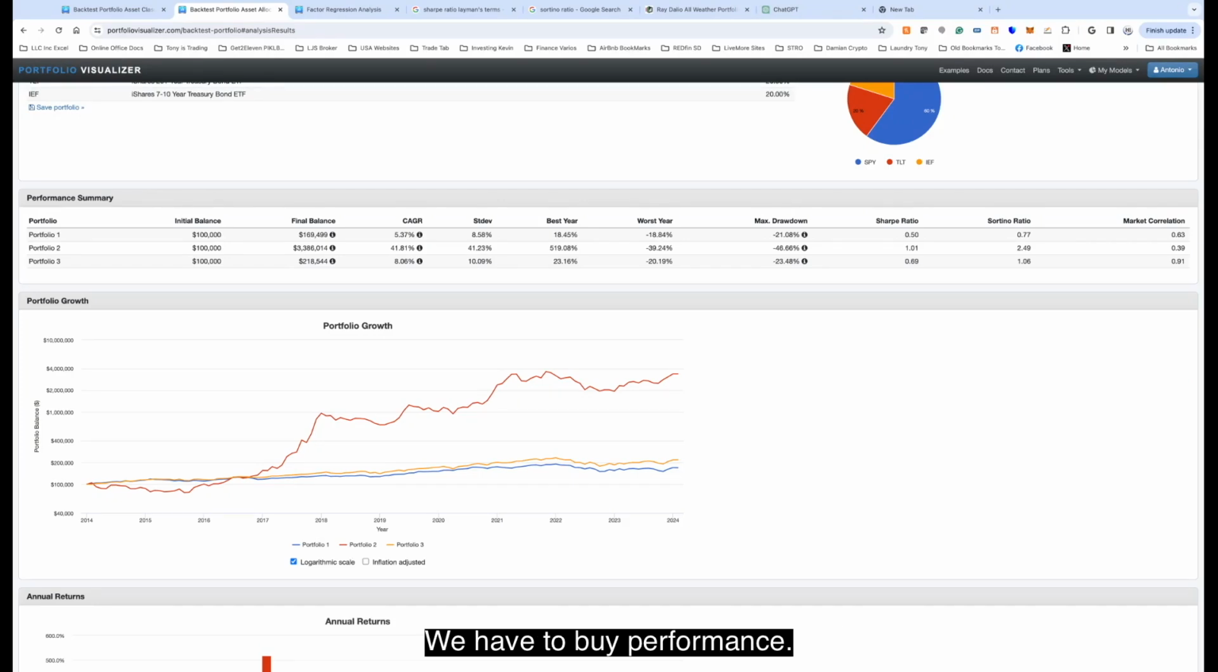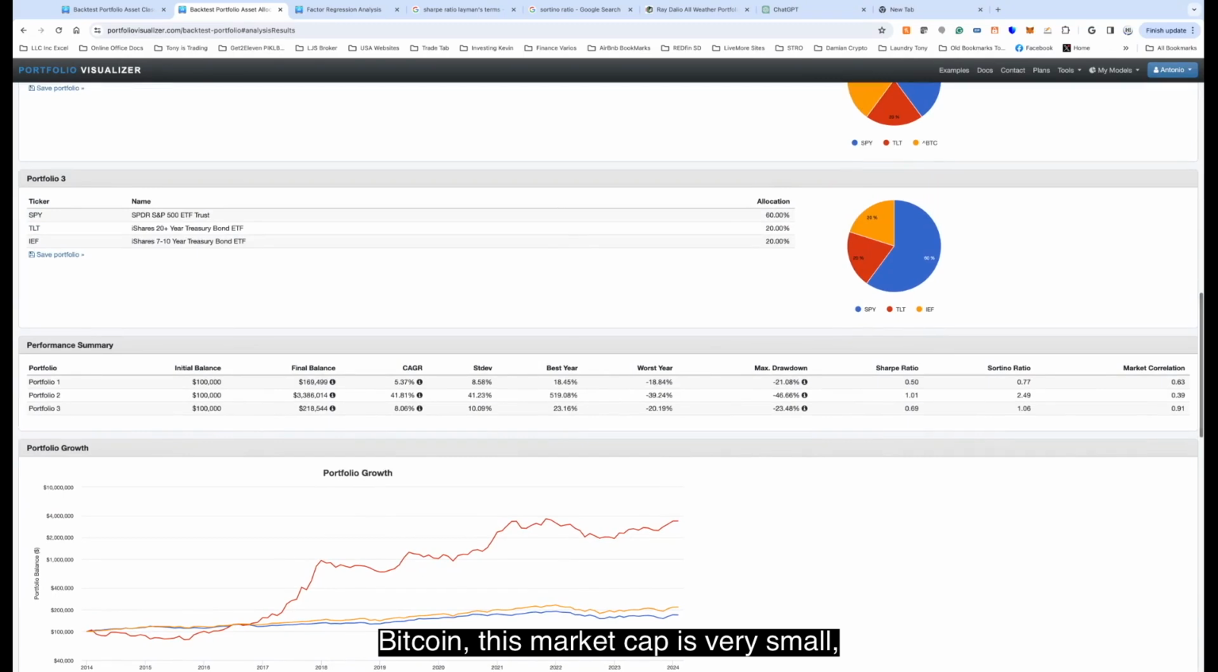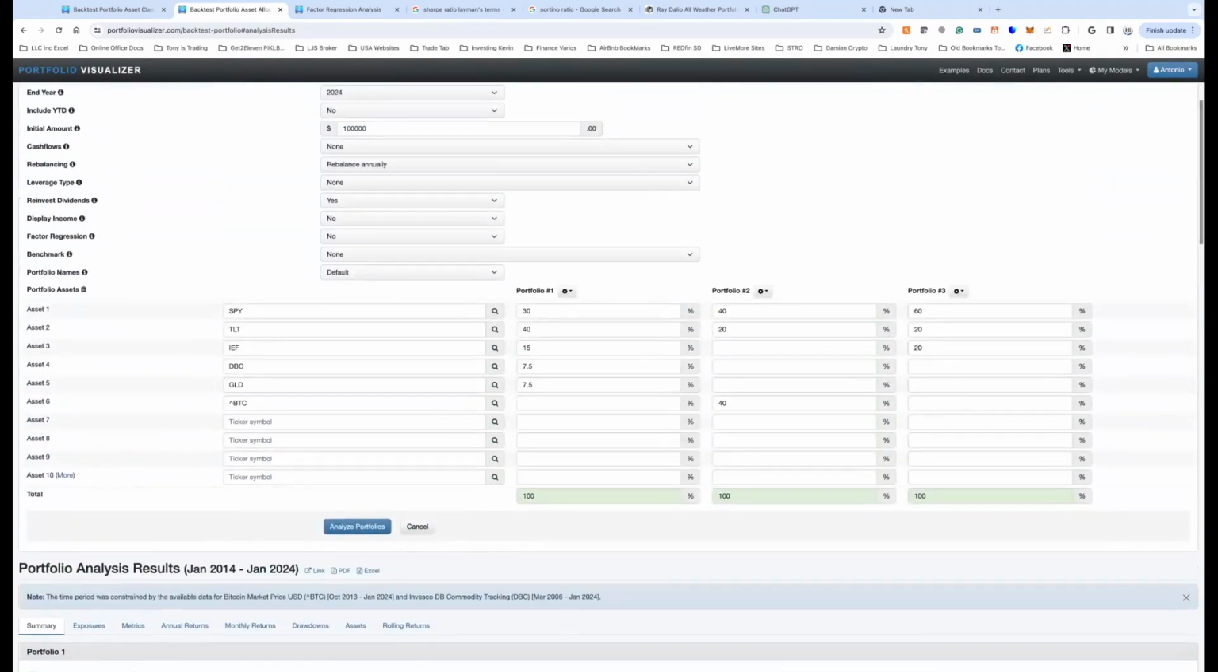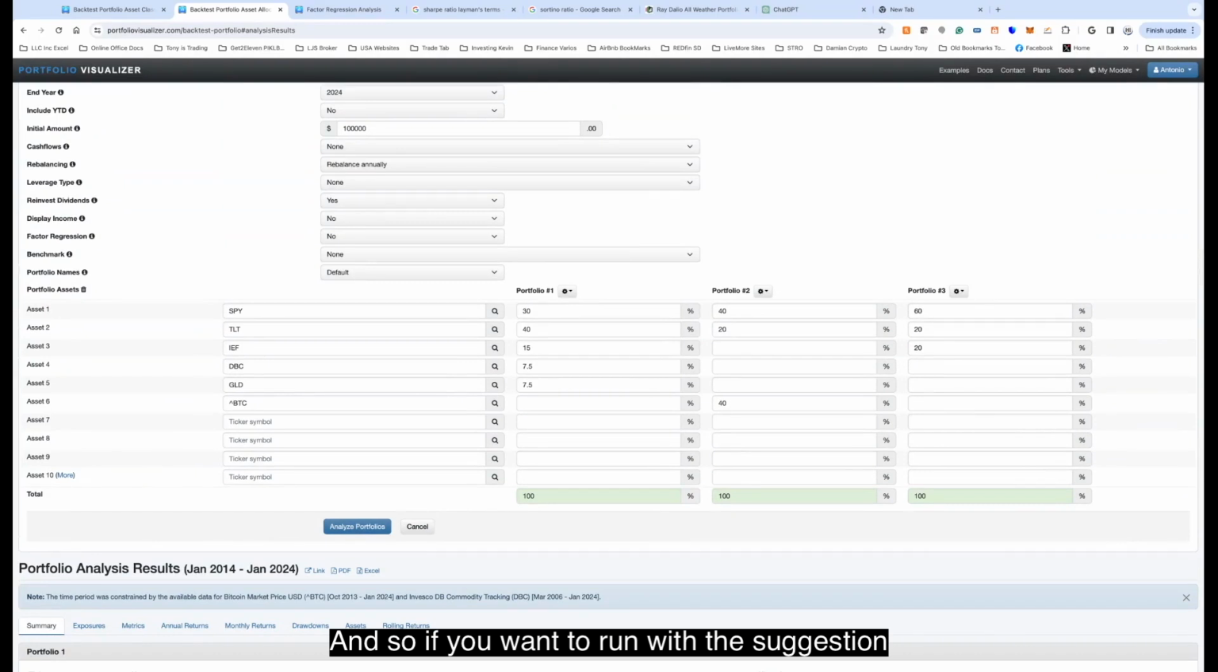We have to buy performance. Bitcoin compared to gold, Bitcoin's market cap is very small, maybe only $1.5 trillion compared to gold, which is about $15 trillion, compared to the stock market, which is close to $60 trillion. So Bitcoin right now is still a small player. And so if you want to run with the suggestion of one of the best hedge fund managers, I would do that. Now, if you want to be more conservative, like Uncle Tony, maybe I would put 5% in Bitcoin.